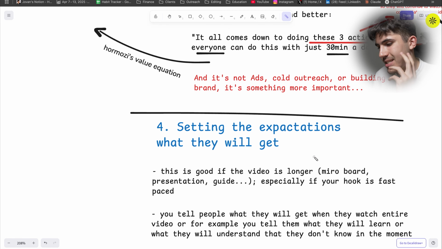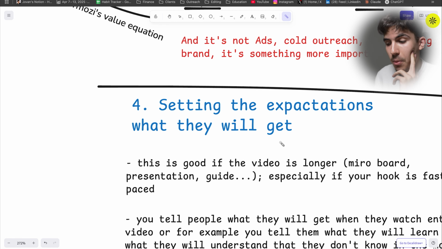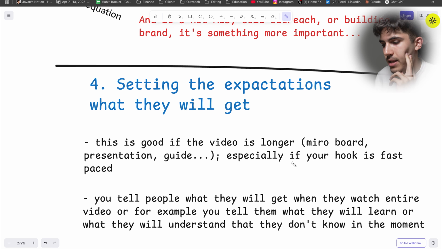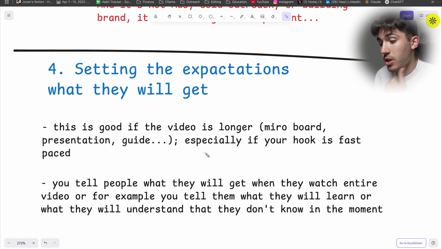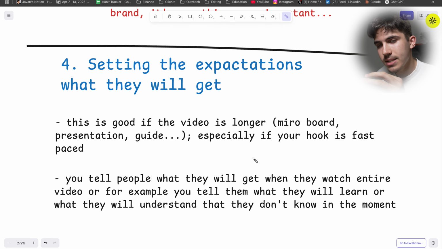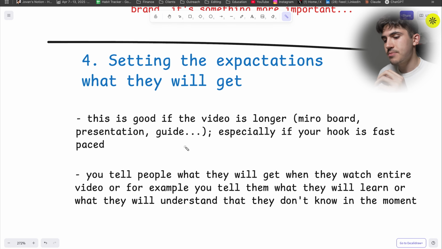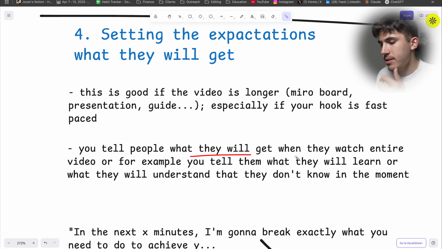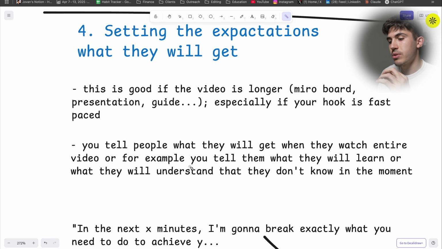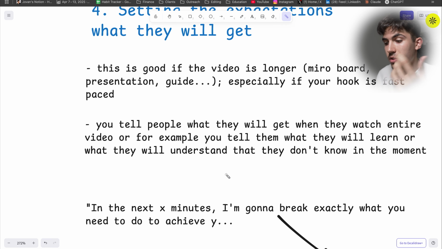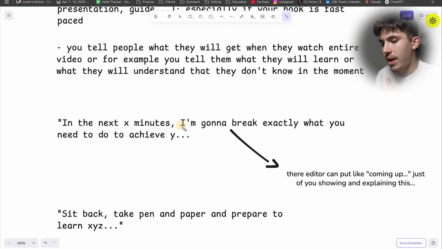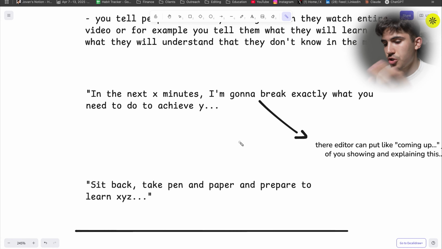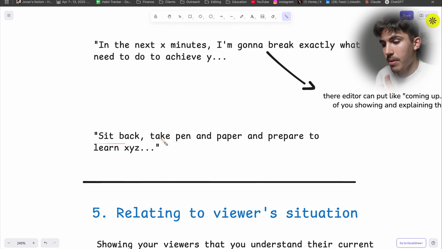Moving on, we have setting the right expectations, what they will get. This is good for videos that are longer. So for example, a mirror board, presentation, some full guide. Especially if your hook is fast paced, then this method is really important. Basically, you tell people what they will get when they watch the entire video, or for example, you tell them what they will learn or what they will understand. So you can say something like, in the next X minutes, I'm going to break down exactly what you need to do to achieve blah, blah, blah. Sit back, take pen and paper and prepare to learn XYZ.